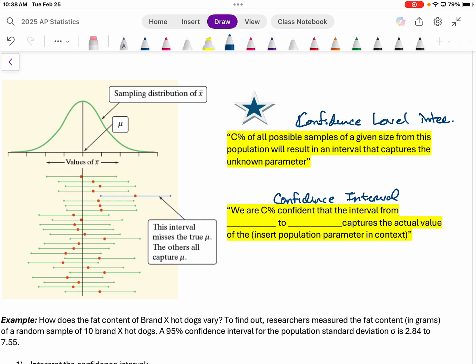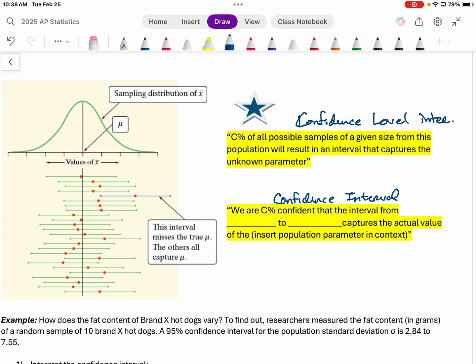So the confidence interval, we would start off by saying we are 95% confident that the interval from, and then we'd specify the values from this decimal to this decimal captures the actual value or the true parameter of blah, blah, blah. Okay, and again, we're going to practice doing those here in a second. To the left is a sampling distribution where they repeated the confidence interval process multiple times.